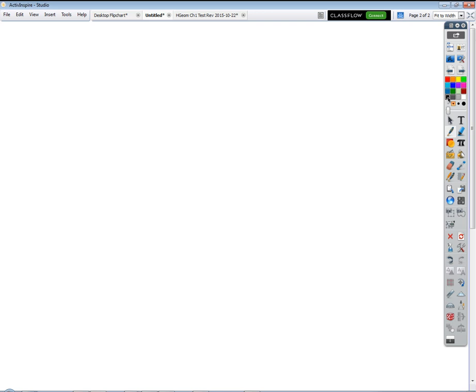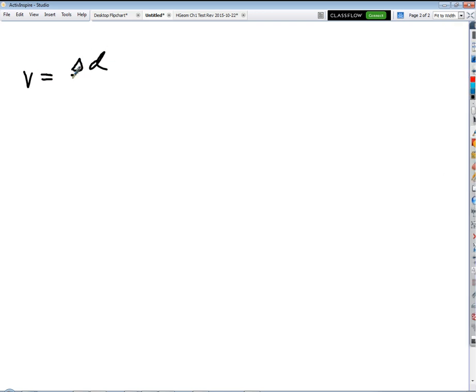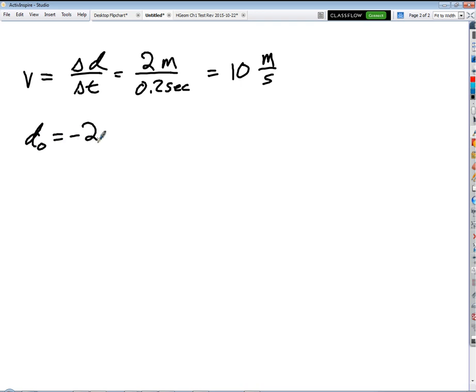So what's that going to be? 10. Everybody see that? The velocity is the change in position over change in time. The change in position, it looks like it's positive 2 meters. The change in time is 0.2 seconds, right? 2 divided by 0.2 is 10 meters per second. So that's the velocity, right? Okay. What about the initial position? -2. Ah, okay, so initial position is -2 meters.